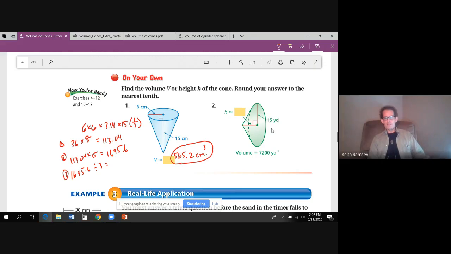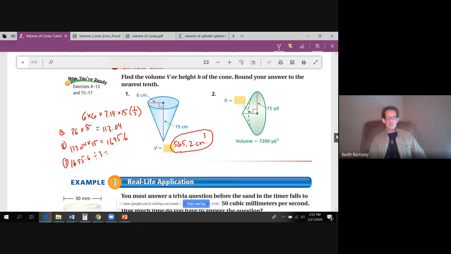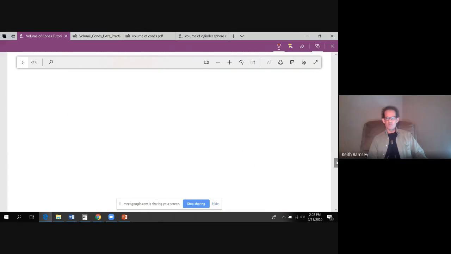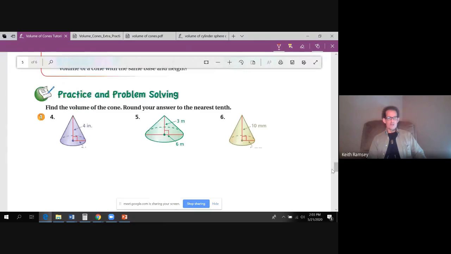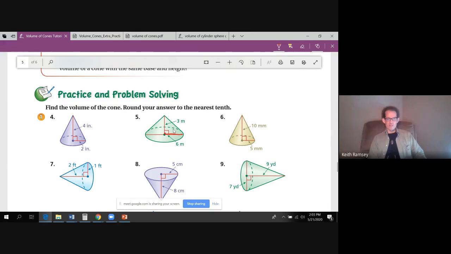Okay? Let's look at number 2. It says, here's your volume. Well, actually, they solved that for you. They're asking for the height. Let's go down here and look at some more cones together as that loads. And, okay, here we go. All right, so they're giving you a diameter of 6. I want the radius, which is going to be half of that. It's just going to be 3. Okay. Over here they give you the radius is 2. So let's look at number 4 here.